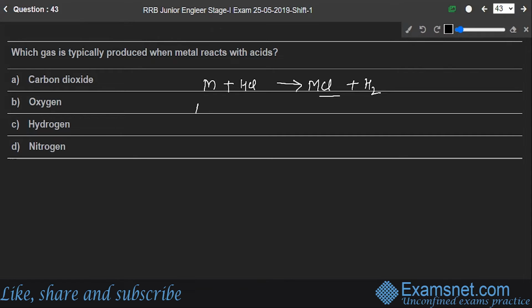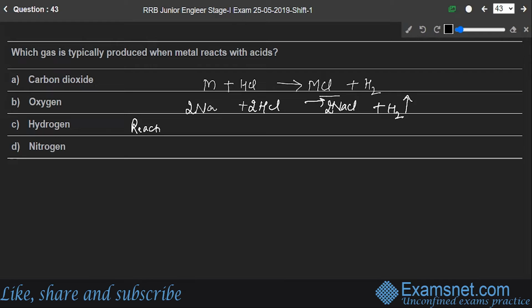For example, if I have sodium reacting with hydrochloric acid, you will have NaCl plus hydrogen gas evolved. So this is balancing the equation. Hydrogen gas is evolved in this case. Whenever metals react with acids, they form hydrogen gas. For example, potassium, sodium, calcium, magnesium, aluminium, zinc, iron, tin, lead. They always give you hydrogen. These are very reactive metals.